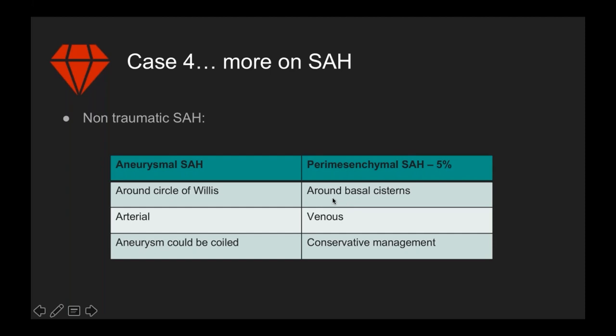Firstly, the location. Compared to the arterial ones, it's usually around the basal cisterns, whereas with the aneurysmal ones, it's usually around the circle of Willis, so a bit more superior. Like I say, the aneurysmal ones cause an arterial bleed, whereas these perimesencephalic subarachnoid hemorrhages cause venous hemorrhages, and they actually have a much better prognosis, and it's usually just conservative management for that.